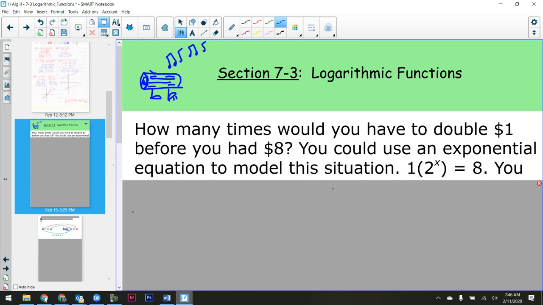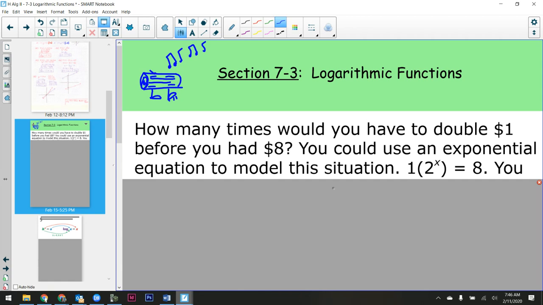Now, we could use an exponential equation to model this situation, right? 2 to the x would be equal to 8. Do we all agree with that? My starting value is 1. Remember these equations that we had the other day? Little a times 1 plus or minus r to the t.